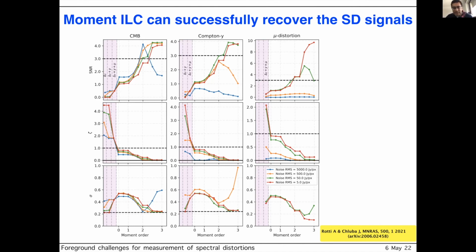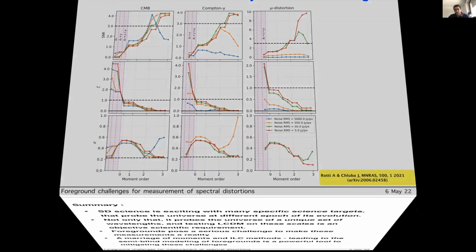So the main message here is that with the help of moments and an ILC-like method, the semi-blind moment ILC method that we've devised here, you're actually able to make these monopole measurements, though we are right now working in a restricted setting where we accounted only for one of the foregrounds. Okay, so with that, I will stop.